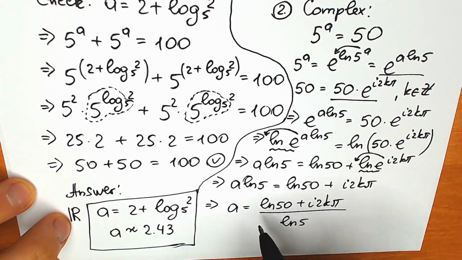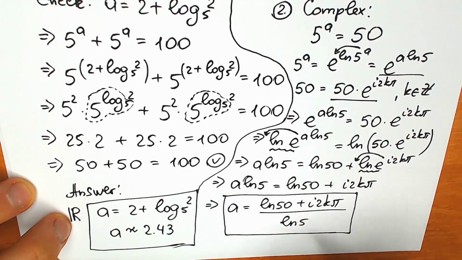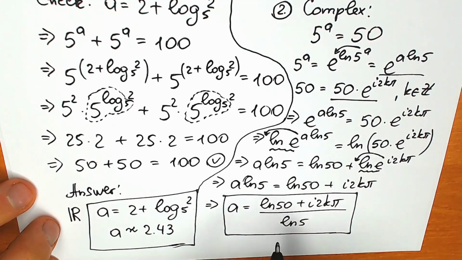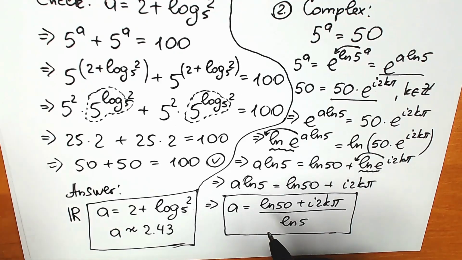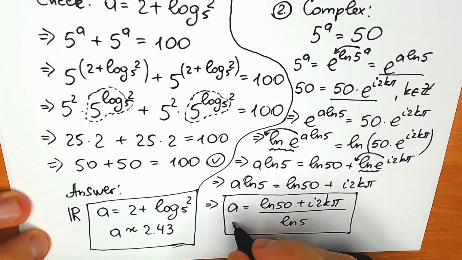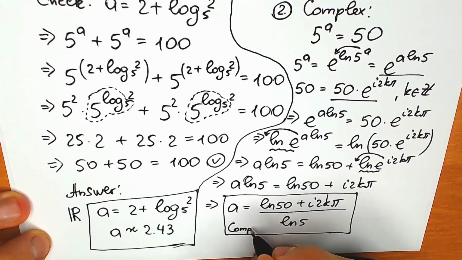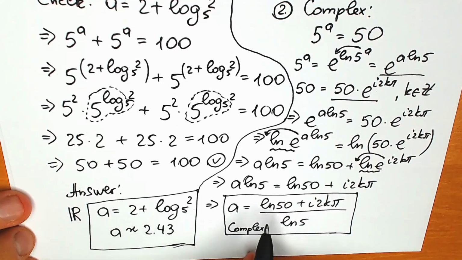Of course, you can express this natural log 50 in a different way. You can express it as natural log 25 plus natural log 2. This is up to you. You can also express this as natural log 5 plus natural log 10, but you can easily leave it like that. So this is our real number root right here, and this is our complex root.